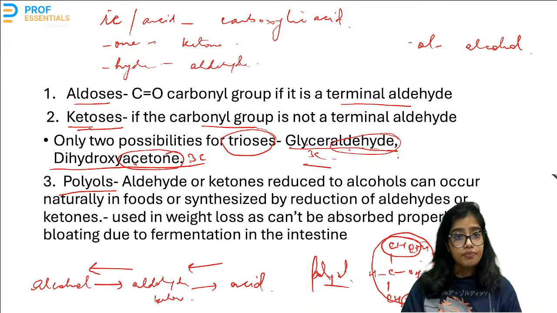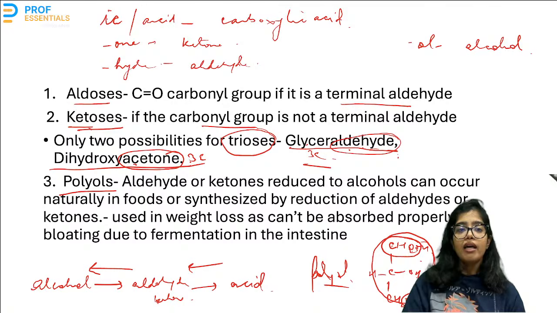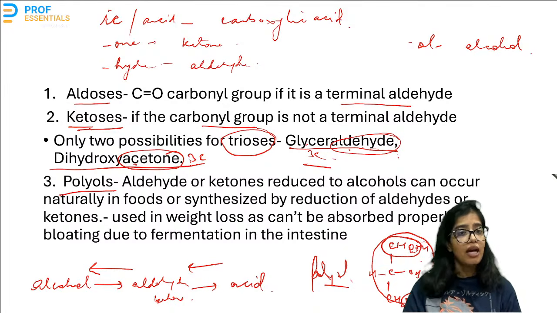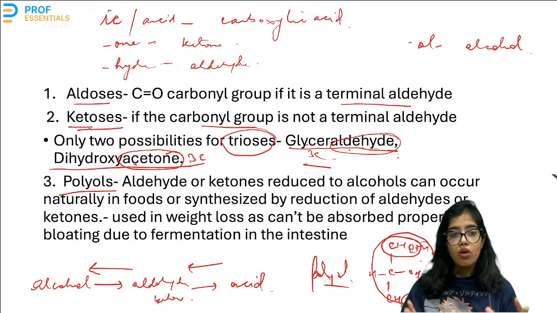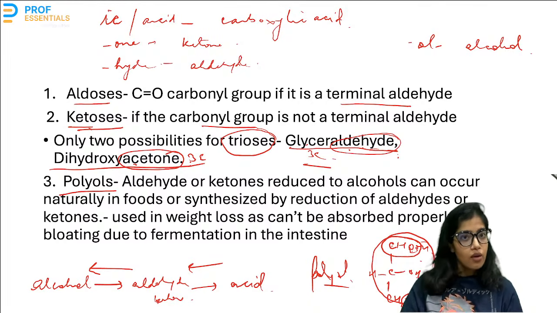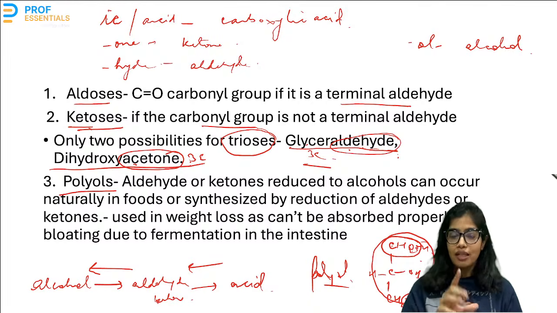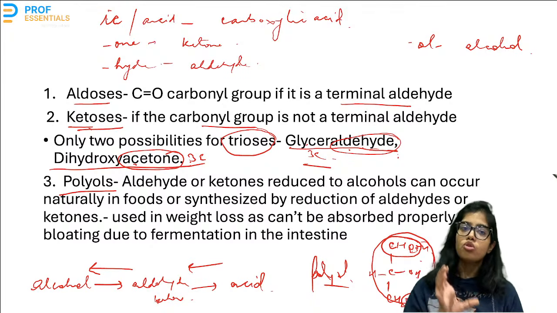One side effect of this is bloating. Why? Because the polyols will keep lying in the intestine for a long time, and they can be fermented by the bacteria. So bacteria of the small intestine can very nicely act on the polyols. It can break down the polyols, and that can lead to a lot of gas production, so that can lead to bloating. But human enzymes cannot, that is, polyols cannot be absorbed.